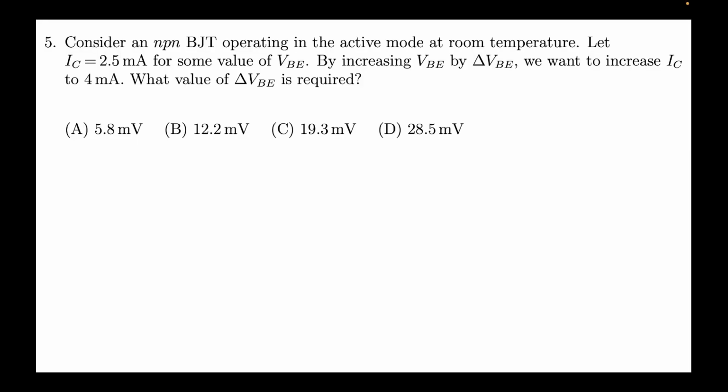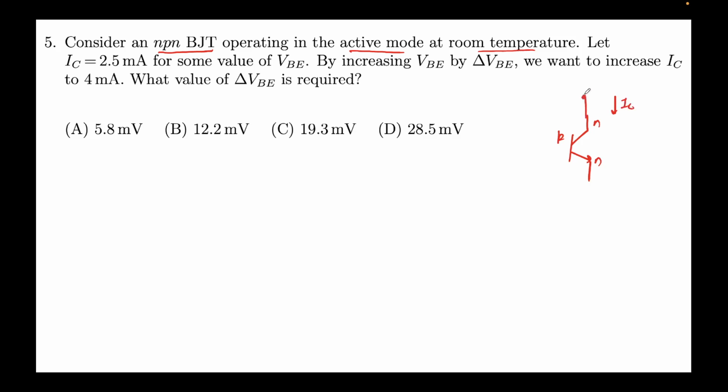All right, let's go ahead now. So this first question says, question number 5, for BJT, it says consider an NPN BJT. So I'll just draw these symbols so that this gets ingrained. This is N, this is P, this is N, this is the symbol, right? It's operating in active mode at room temperature, so everything is given. Let IC equal 2.5 milliamps. So this is the IC.